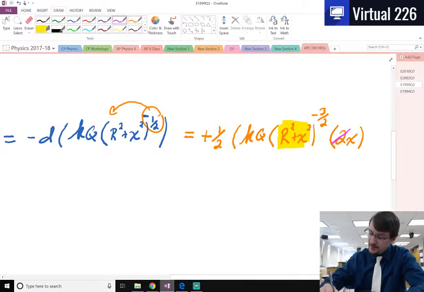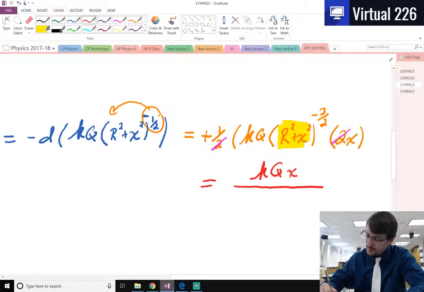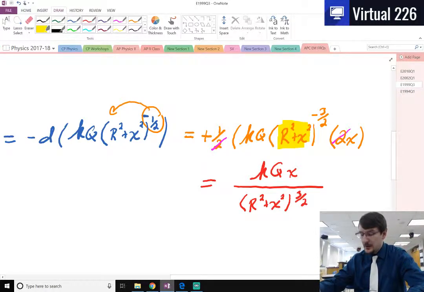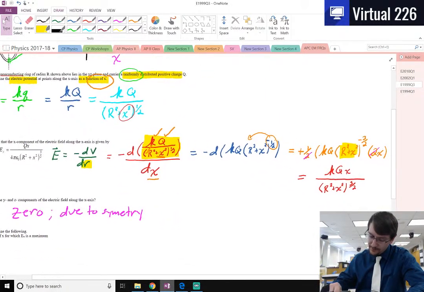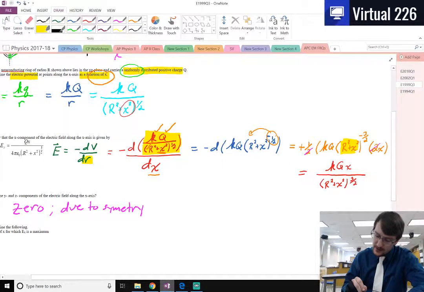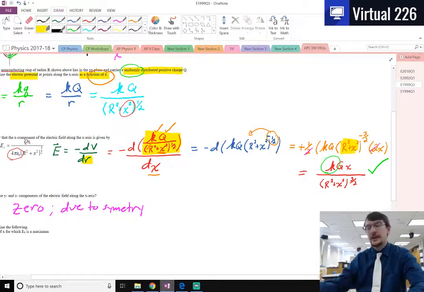If we play a little bit of cleanup, we see that our answer here is kqx over r squared plus x squared to the 3/2, moving the negative exponent into the denominator. If we take a look at this answer and compare it to what we had, well, here we've got qk over r squared plus x squared to the 3/2. The 1 over 4 pi epsilon naught is the value k. So we're good there. We took a great derivative. Not that bad.